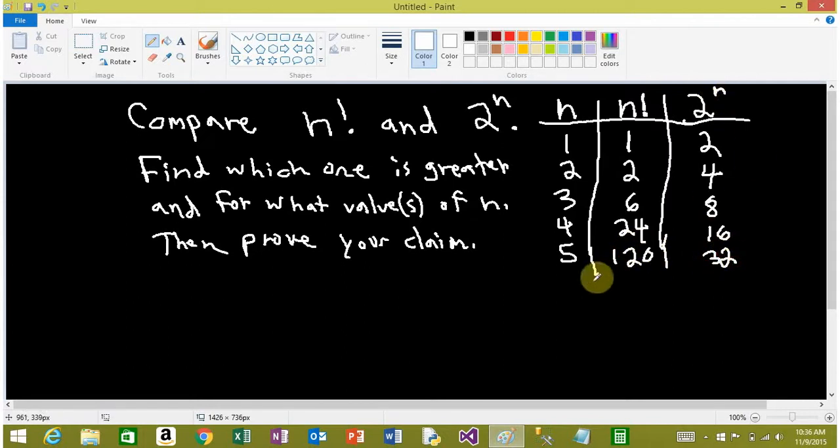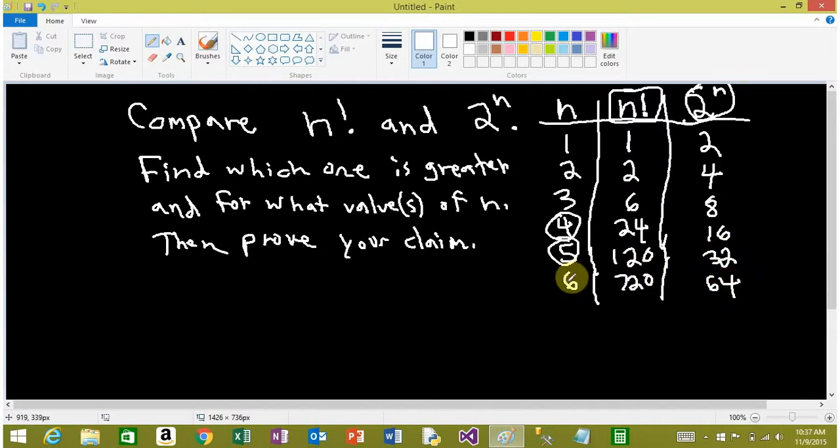So we can start to see a pattern here, that at n equals 4, we start to see that n factorial is overtaking 2 to the n. It's actually greater than. So let's see, how about n equals 5? n factorial is bigger, 120, a lot bigger than 32. And if we did n equals 6, we get 720, and we see 2 to the 6, that's 64.